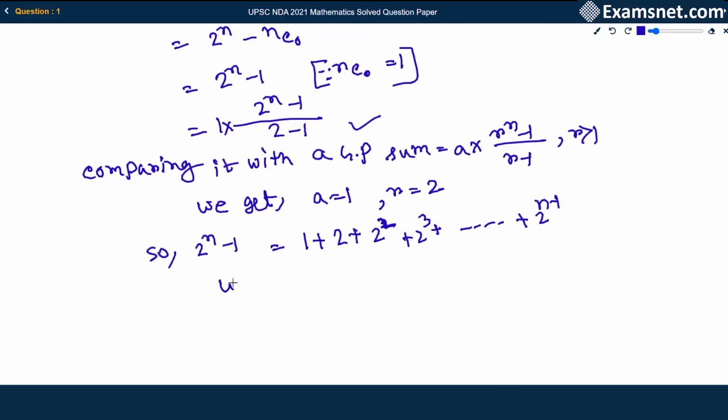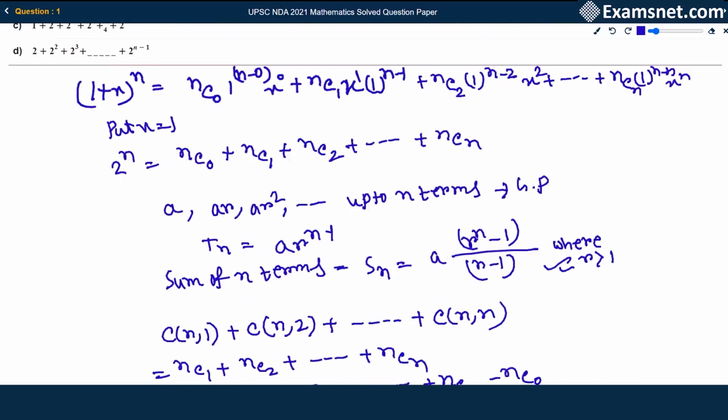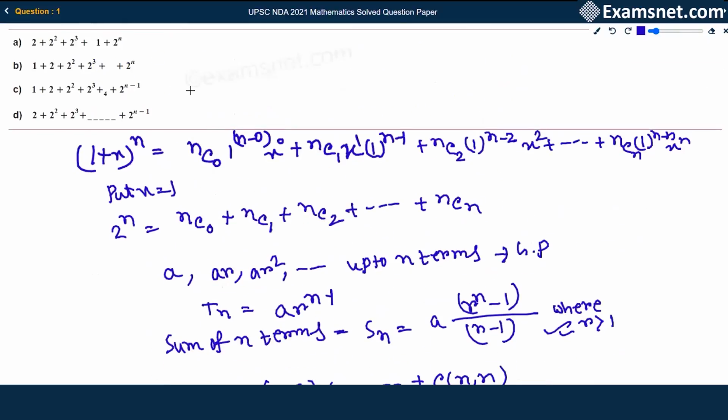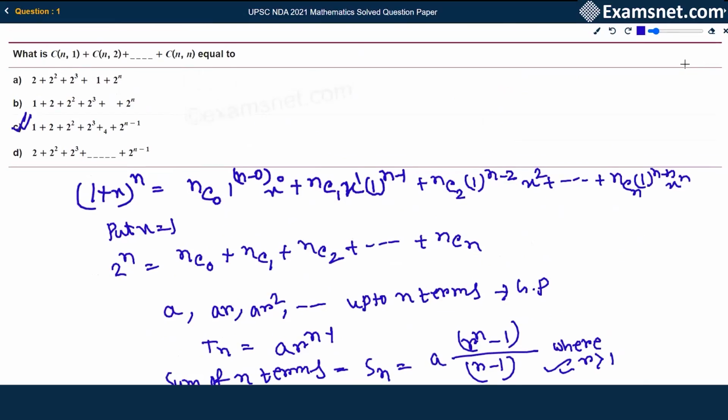So this gives us n terms in total, right? Now let's check with the options. Option C is the correct answer: 1 + 2 + 2 square + 2 cube + ... + 2 to the power n minus 1.